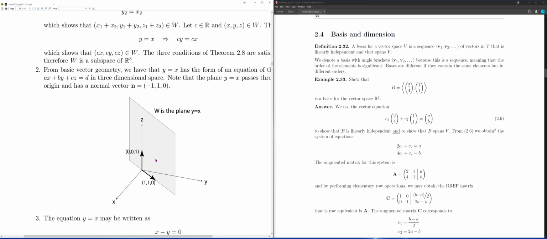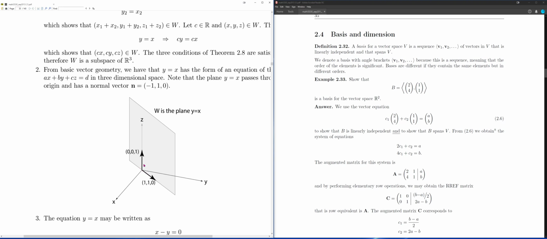Okay, so given a vector space, a basis is some finite set of vectors that has two properties. The vectors, such as these two vectors over here, are going to be linearly independent, and they're going to span the vector space. So these two vectors are linearly independent. You can check formally that they are.